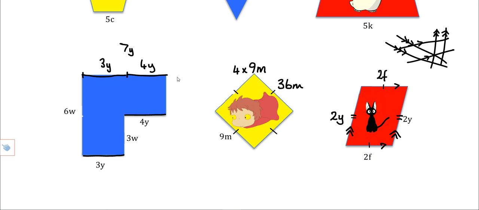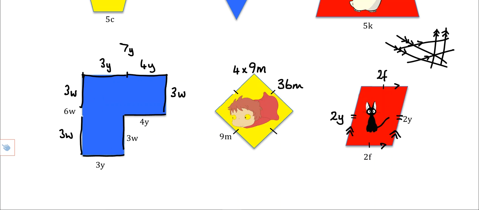Yeah. And then the other side would just be 3w, which makes that 3w, and that's the same as that. And if the whole thing's 6, then that has to be 3w as well. Okay. So then for the perimeter, you add 7y plus 3w plus 4y plus 3w plus 3y plus 6w.